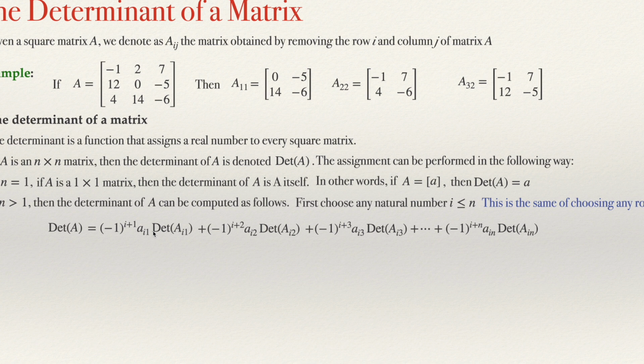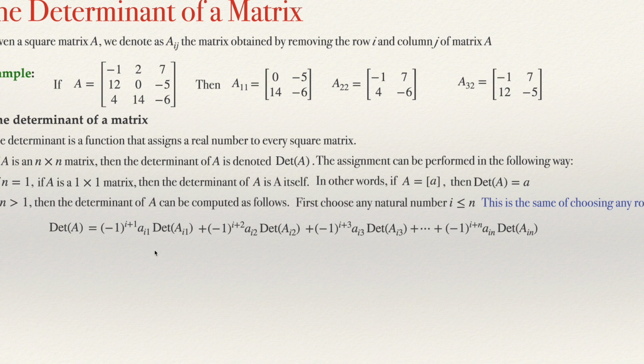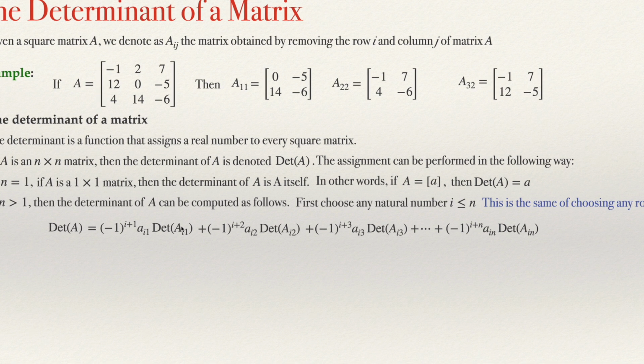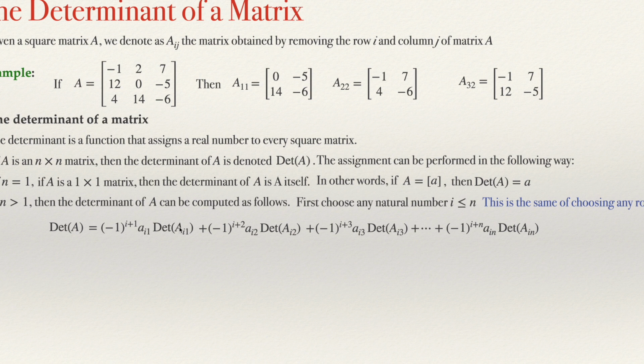This is a type of recursive definition. So we define the determinant of a 1 by 1 matrix when n equals 1. So if you use this definition, you can find the determinant of a 2 by 2 matrix, because any time that you cancel one row and one column of a 2 by 2 matrix, this matrix A sub I1, for example, will be a 1 by 1 matrix, and we know what the determinant of a 1 by 1 matrix is.